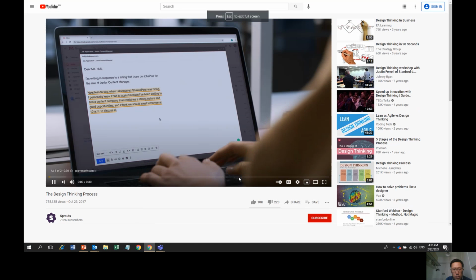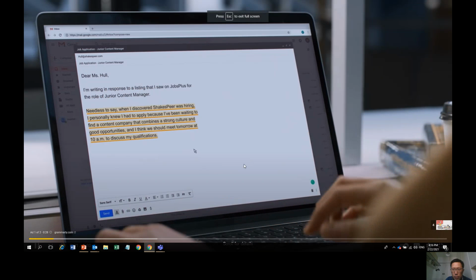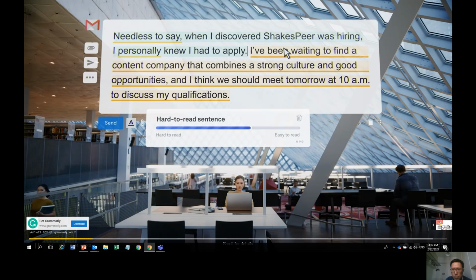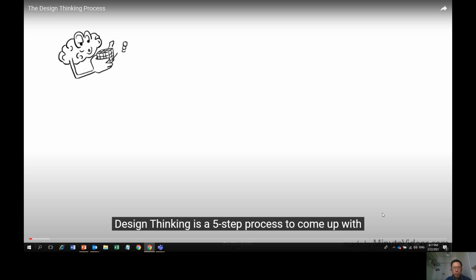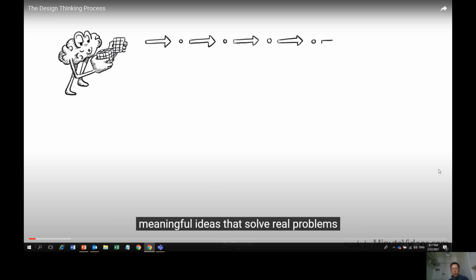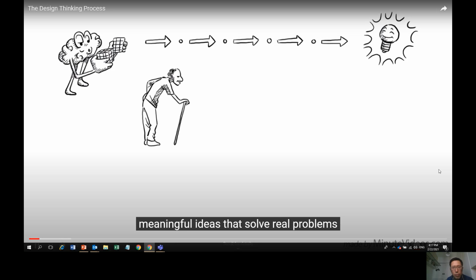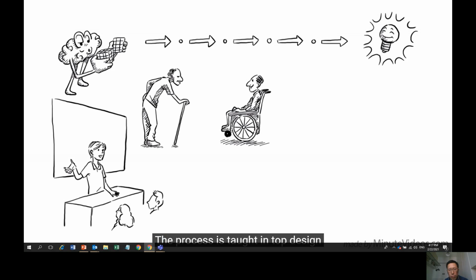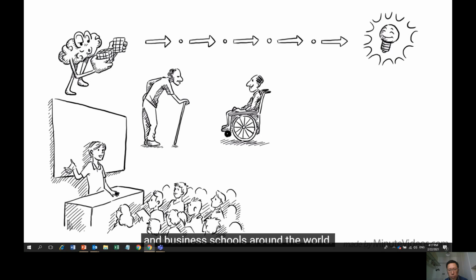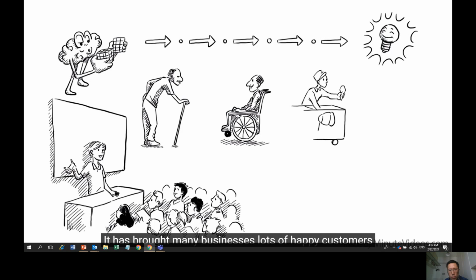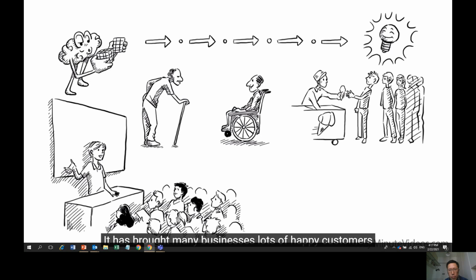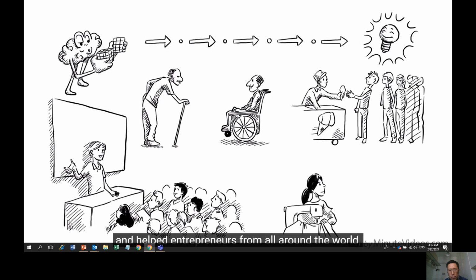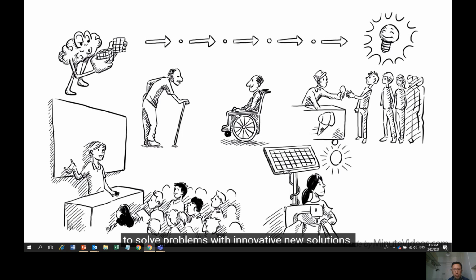Writing's not that easy, but Grammarly can help. Design thinking is a 5-step process to come up with meaningful ideas that solve real problems for a particular group of people. The process is taught in top design and business schools around the world. It has brought many businesses lots of happy customers and helped entrepreneurs from all around the world to solve problems with innovative new solutions.